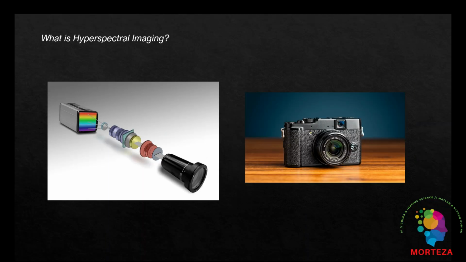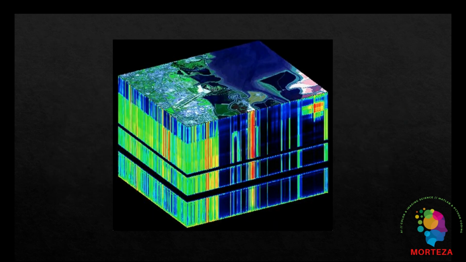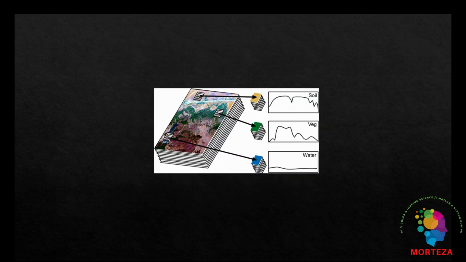Traditional cameras capture 3 bands: red, green, and blue. But a hyperspectral camera captures hundreds of narrow wavelength bands, sometimes from 400 to 1000 nanometers or even into the shortwave infrared. Each pixel in a hyperspectral image isn't just a color, it's a spectrum. That means for every pixel we know how much light it reflects at each wavelength. In other words, every pixel tells a story about material composition.